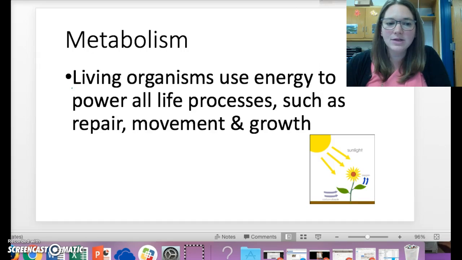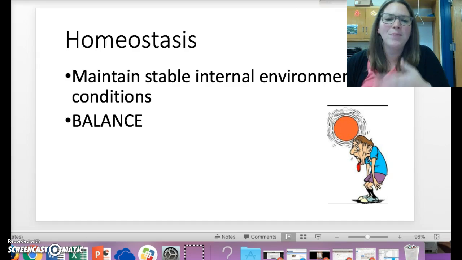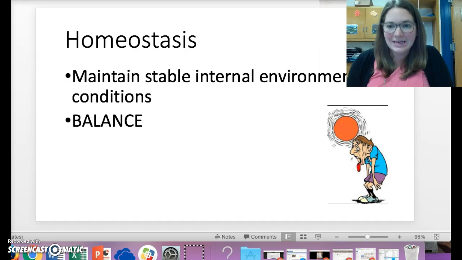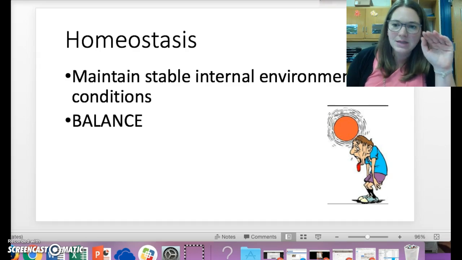Let's look at the next characteristic. This is homeostasis. This is a really fun one. We might be able to do a lab with this when I come back. Homeostasis is the ability to maintain internal stability or balance. So think about it like your inner zen. If you can maintain stable internal environmental conditions, you have achieved homeostasis. Homeo means level or the same. Stasis, you can think of like the status of something. So it's the same status.